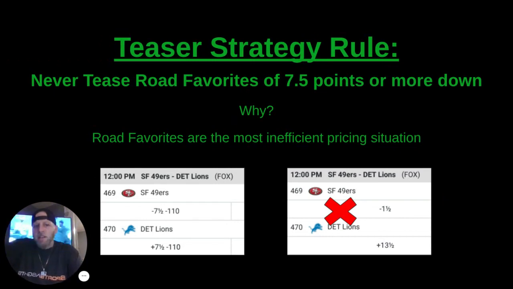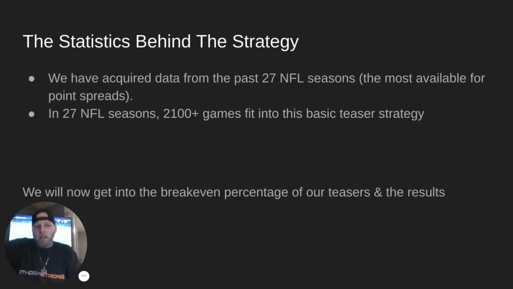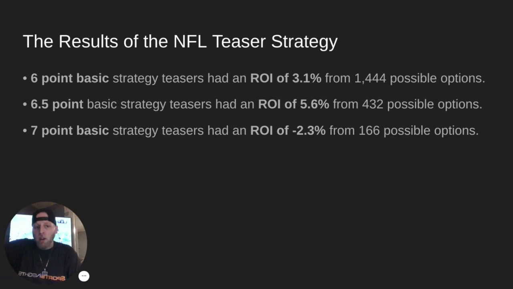It's no coincidence that teasing down a road favorite of 7.5 points or more has resulted in a win percentage way below what's needed to break even. And since 2003, teasing a road favorite of a touchdown or more down has a win rate of only 31%. So again, never want to tease road favorites of 7.5 points or more down. And I'm not going to do a deep dive into the math here in this video, just because, let's be honest, math is boring. But based on 27 years of data and a sample size of over 2,100 games that fit the basic teaser strategy, a 6-point teaser has an ROI around 3%.